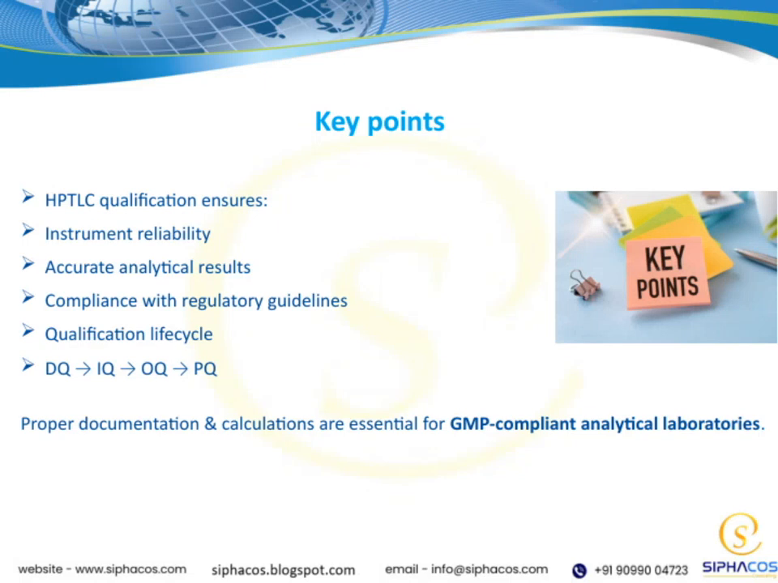Let's take a closer look at the key points on this slide. First, HPTLC qualification is crucial because it ensures instrument reliability. That means our equipment performs consistently over time, giving us confidence in our results. Next, it ensures accurate analytical results, which is vital for making sound decisions based on our data. And of course, it helps us stay compliant with regulatory guidelines, which is essential in GMP environments.